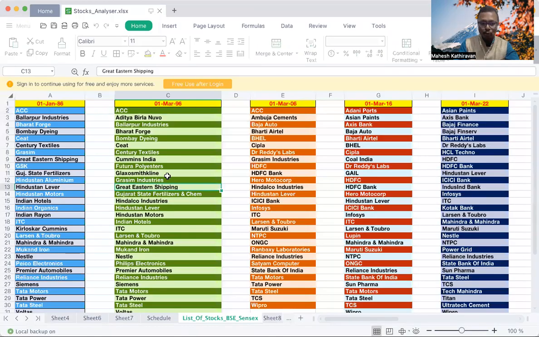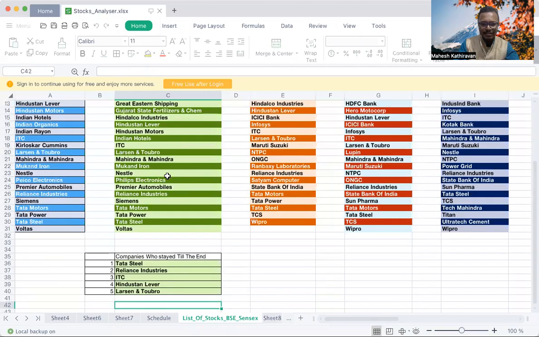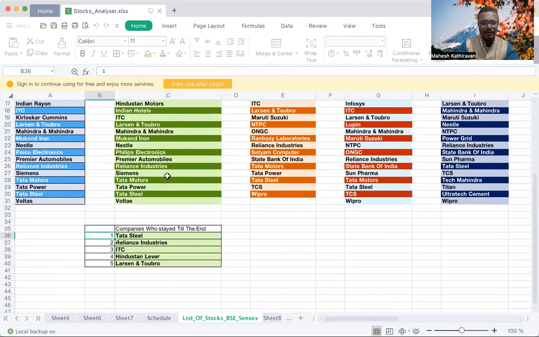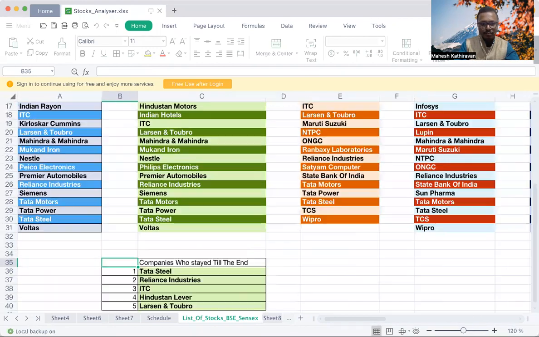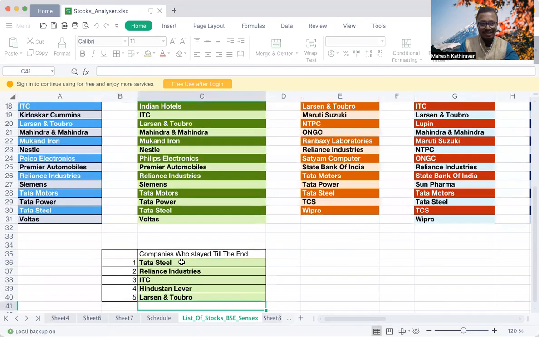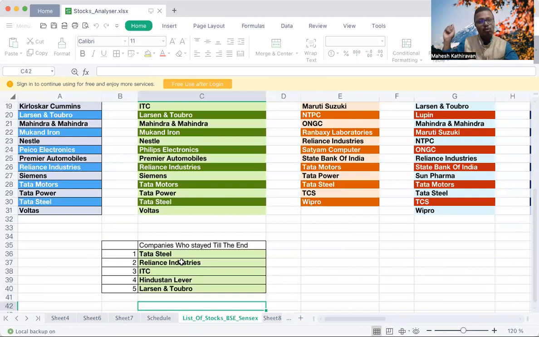Now, if you see this slide carefully, there are only 5 companies which were there then and are there till now, till 2022. Okay. Now, I will be sharing the list. These are the 5 companies which are there till now. Tata Steel was there right from 1986 to 2022. March 22, I have taken the data. Reliance Industries was there from 1986 to 2022. ITC, Hindustan Lever, and Larsen & Toubro. So these companies are really very, very important companies, and they stayed through all the struggles and whatever happened, they stayed there. Okay.